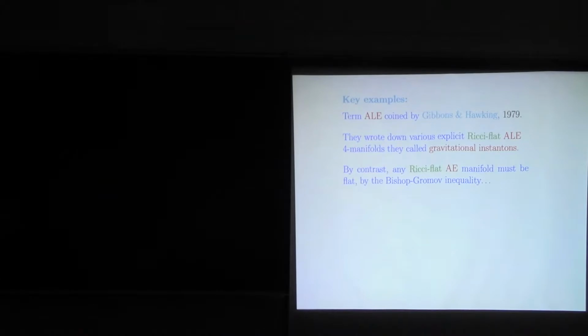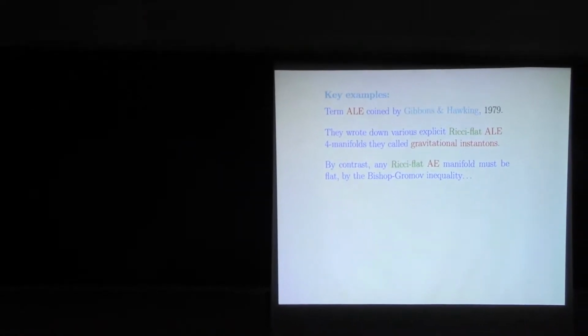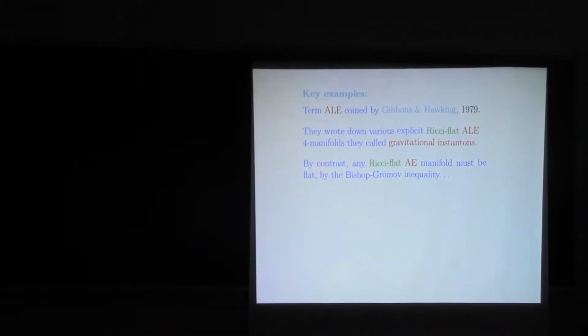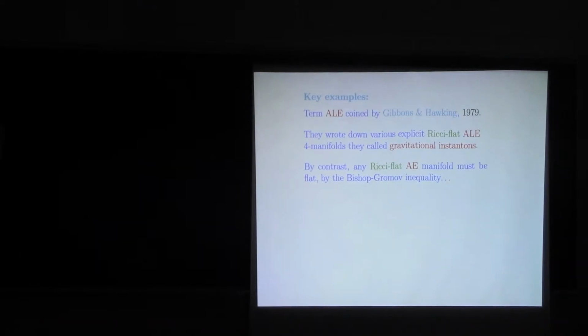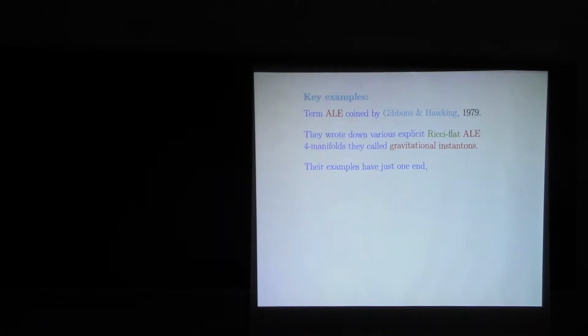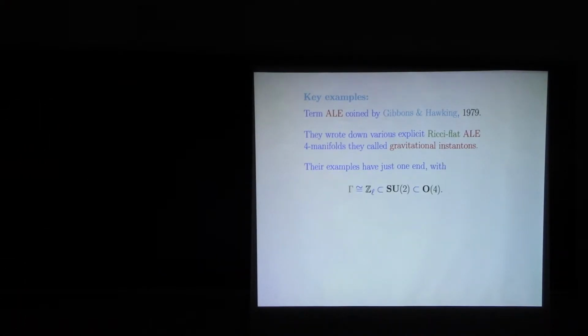Now, if you have a Ricci flat asymptotically Euclidean manifold, you can prove that it is necessarily flat. But if you weaken the asymptotic topology and allow it to look like a quotient of Euclidean space, then you can have non-trivial solutions. Their examples have just one end, and in fact that's related to the fact that they're Ricci flat. The so-called splitting theorem of Cheeger and Gromoll would always tell you that in the Ricci flat case, you can only have one end.